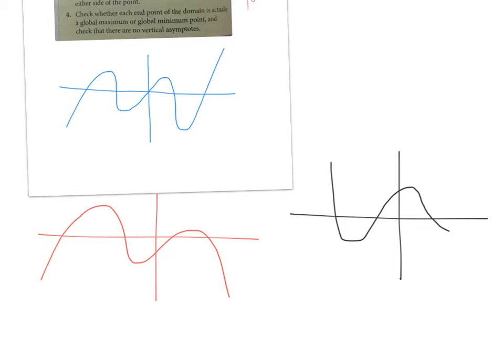Okay, so the key idea that I'm hoping you're realizing from looking at these different graphs is that our local minimums, our local maximums, and our endpoints is where we're going to find our global maxes or our global mins. So those global maximums and minimums are always going to come from either a local max, a local min, or an endpoint.